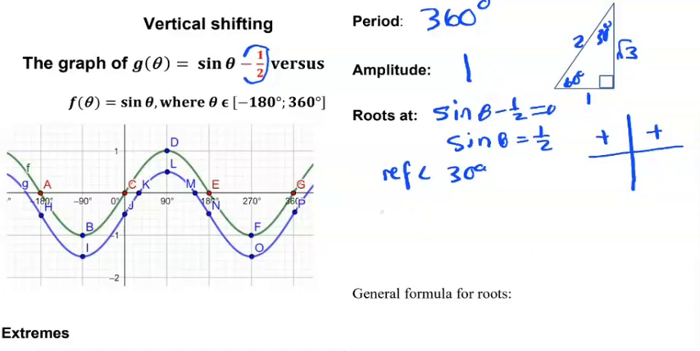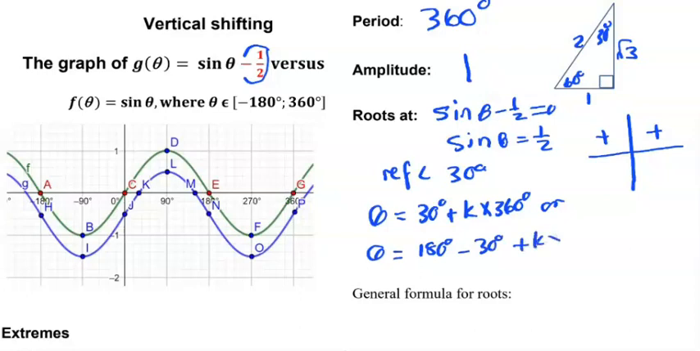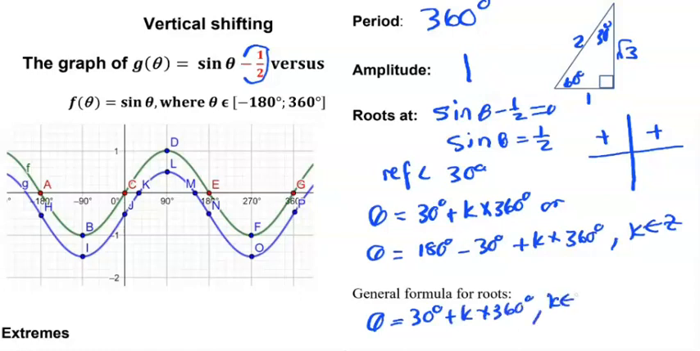So it means I have theta equal to 30 plus k times 360 degrees, or theta equal to 180 minus 30 degrees plus k times 360 degrees, where k is an element of Z. So that means we have general forms theta equal to 30 plus k times 360 degrees, k an element of Z, or theta equal to 150 degrees plus k times 360 degrees, k an element of Z.